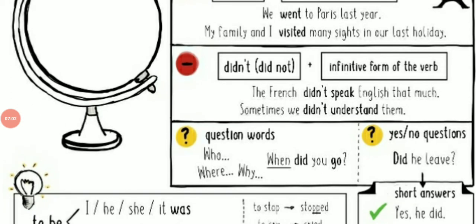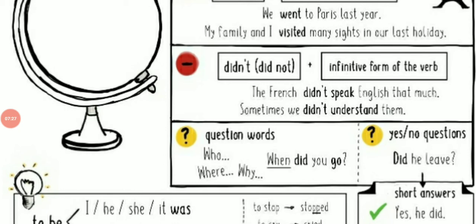And the negative sentence, when we go, the structure is changed a little. We use subject plus did not, or didn't, we can also write, and then verb first form. Infinitive form of the verb, it means verb first form. The example is given like the French didn't speak English that much. Sometimes we didn't understand them.